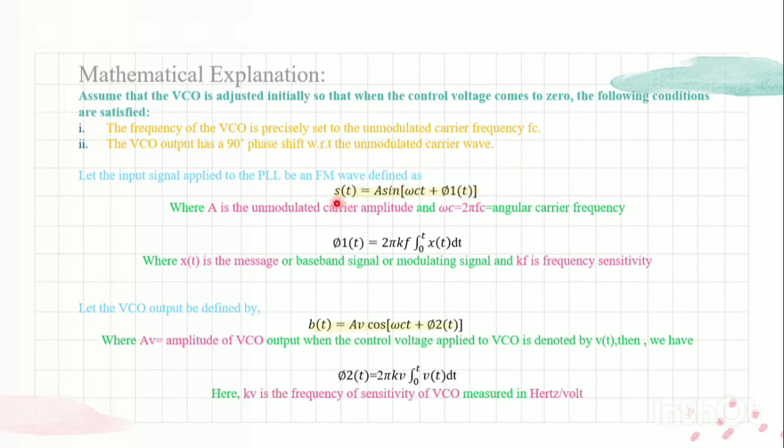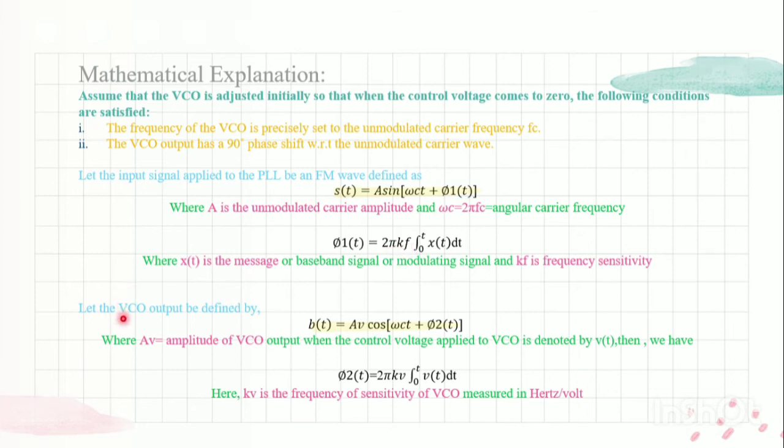Now, defining our FM signal as S of t is equal to A sine of omega c t plus phi 1 of t, where A is the amplitude of our unmodulated carrier wave and omega c is our angular carrier frequency, which is equal to 2 pi fc. Now, defining our phase phi 1 of t as 2 pi kf integral 0 to t x of t dt, where x of t is our message signal and kf is the frequency sensitivity.